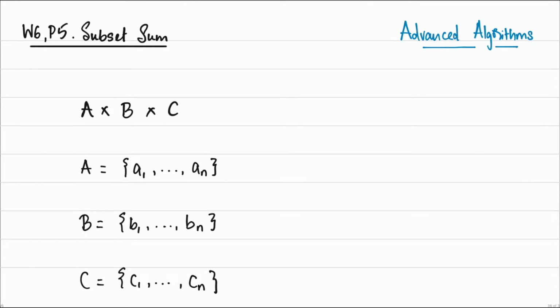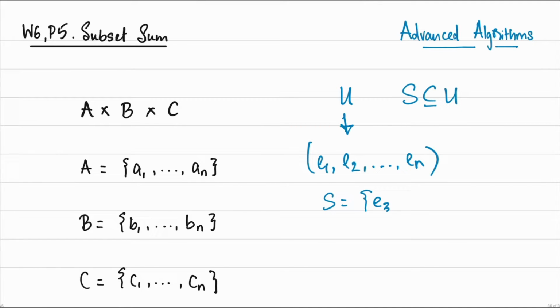Whenever you're dealing with a set, let's say you have a universe U and a subset of U. Let's say this universe consists of elements E1, E2, up to En, and your subset is something like E3, E5, E9, E13, E17. Now, one way to represent the subset is, of course, by listing out the elements like we just did.